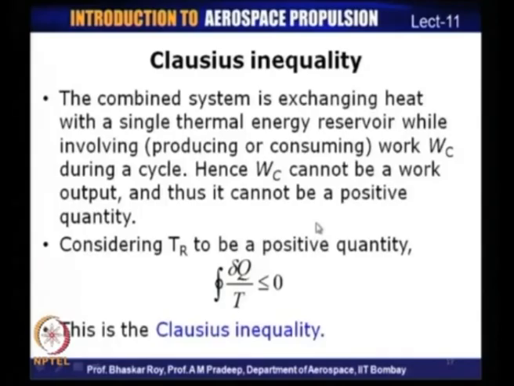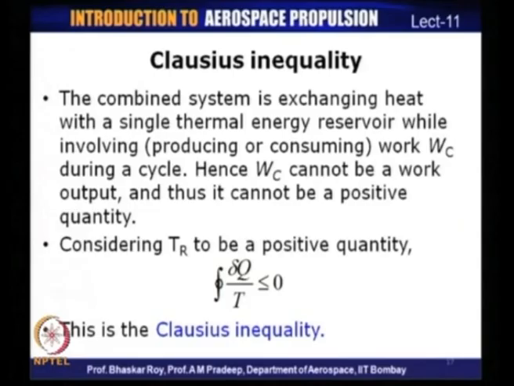Now, what we see is that the combined system is exchanging heat with a single thermal energy reservoir, and it is generating a net work output of W c, which we have seen. If this was to be true, then it clearly violates the second law of thermodynamics, because you now have a system which, in combination with the cyclic device, the combined system, is generating a net work output equal to W c, and it is interacting with just one reservoir.